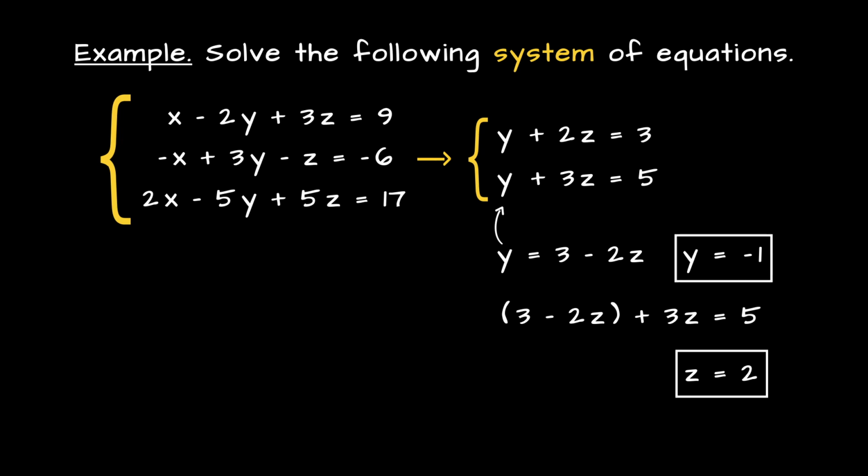Finally, we can go back to any one of the equations in our original system and substitute y equals negative 1 and z equals 2 into it in order to solve for x. So looking at the first equation in our system shows us that x minus 2 times negative 1 plus 3 times 2 must equal 9. And if we quickly solve for x, we see that x must equal 1.